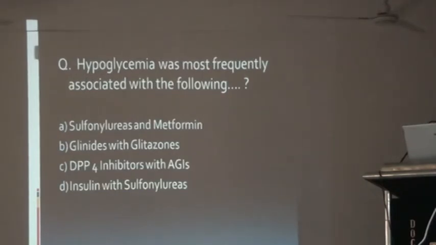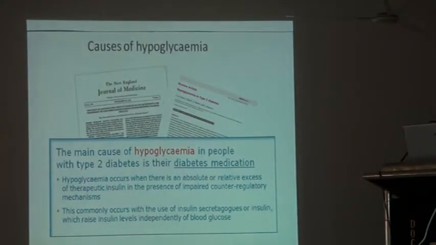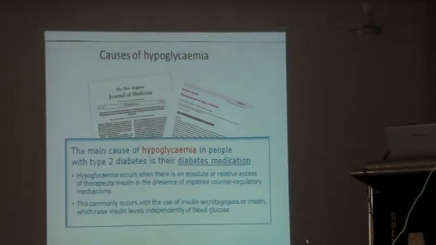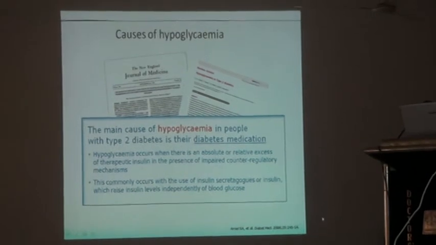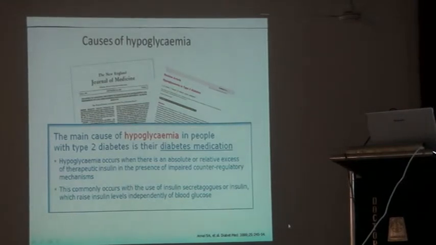Hypoglycemia was most frequently associated with the following. D. Yes, of course. They are secretagogues, direct secretion. The main cause of hypoglycemia in patients with type 2 diabetes is their diabetes medication. Hypoglycemia occurs when there is an absolute or relative excess of therapeutic insulin in the presence of impaired counter-regulatory mechanisms. And as you age, with more duration of the disease, this also goes down. So chances of hypoglycemia also come through this mechanism.